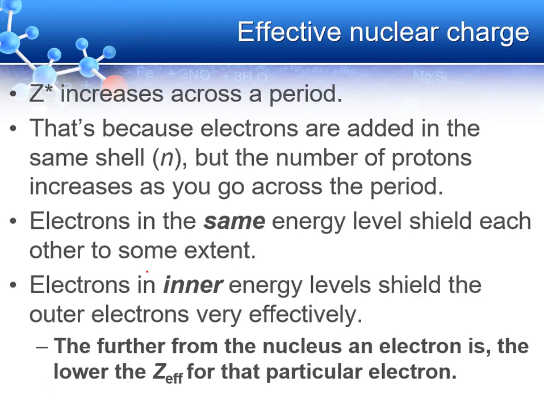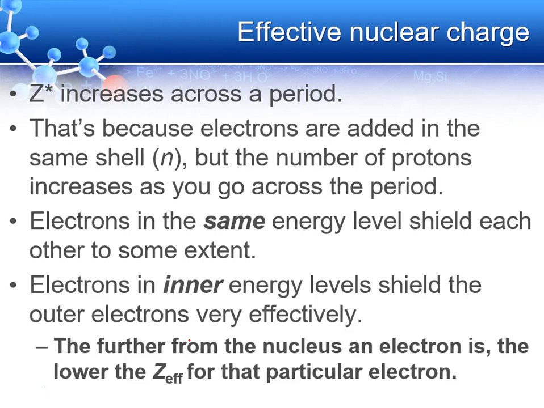So to summarize, effective nuclear charge, our authors call it Z star, or sometimes you see it as Zeff, for effective nuclear charge. So the effective nuclear charge increases across a period, and again, you're adding electrons in the same shell, but the number of protons goes up.